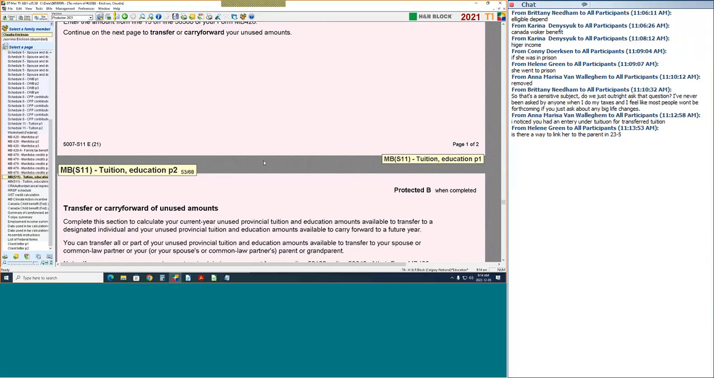Helene asks, is there a way to link her parent in 23.5? This is one of those scenarios where I wouldn't do it. So if you have two separate files, the student came in on their own and then the parents came in afterwards to become clients, you don't want to start messing around with cloning. There's no way to make her a dependent if she's already a family head except to clone her in, and we only want to clone when it's necessary. Because we can do the tuition transfer without having to do any of that, we're not going to.